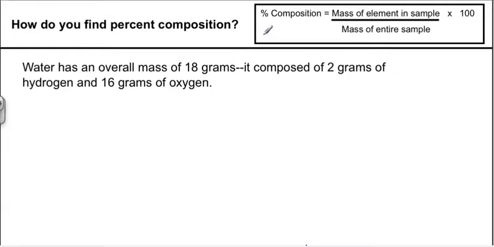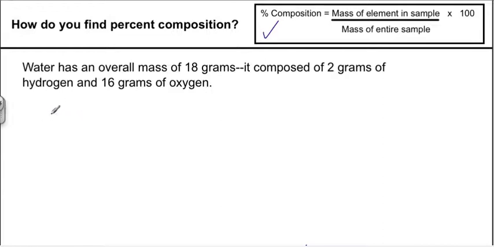And so what you're going to use is this equation right here. Percent composition is equal to the mass of an element in the sample divided by the mass of the entire sample times 100. And so an example question I might give you is water has an overall mass of 18 grams. It's composed of 2 grams of hydrogen and 16 grams of oxygen. So how are you going to use this information to get percent composition?